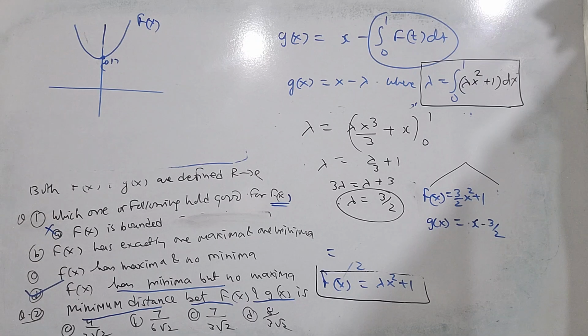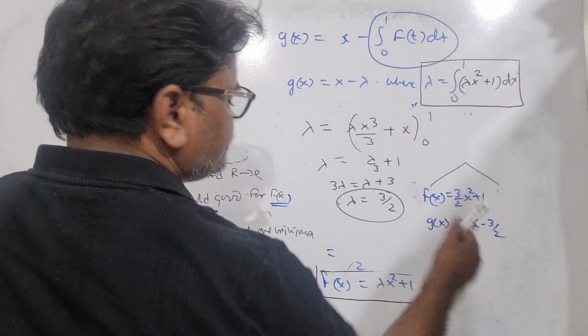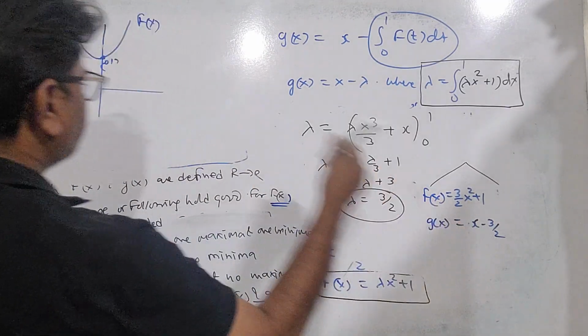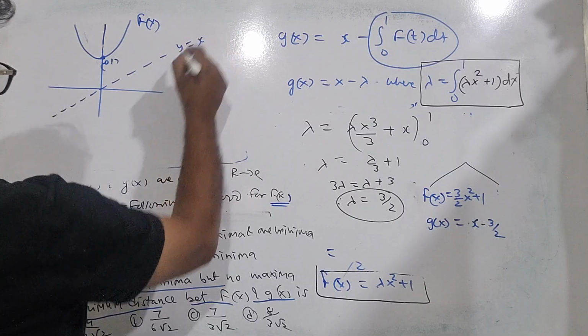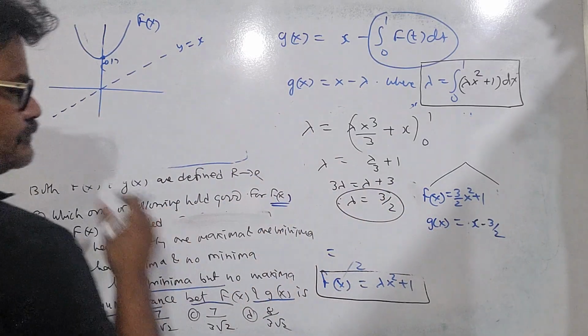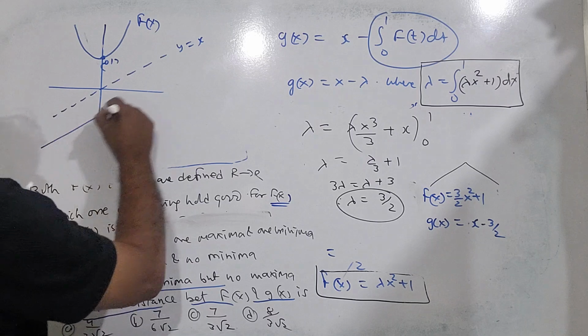Now we have to find out this g(x) first. g(x) is what? y is equal to x line minus 3 by 2. See, y is equal to x line is this one. So therefore minus 3 by 2. So this will start like that from here.